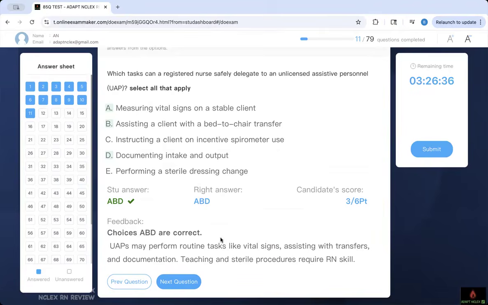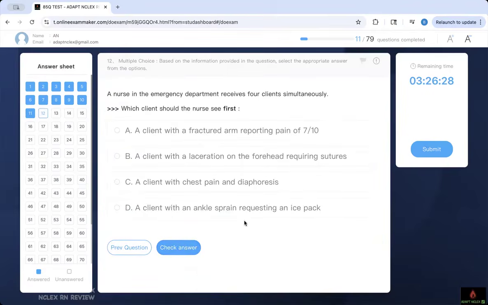We're still on management of care because this is big. This is big in the NCLEX, a large area. So stay with me. Let's get it done. Prioritization 101. You know how to do prioritization. Divide the thing into two and go for the buzzword and be sharp, not expected. And then she's in the emergency department, receiving 4 clients simultaneously. Which client should she see first?